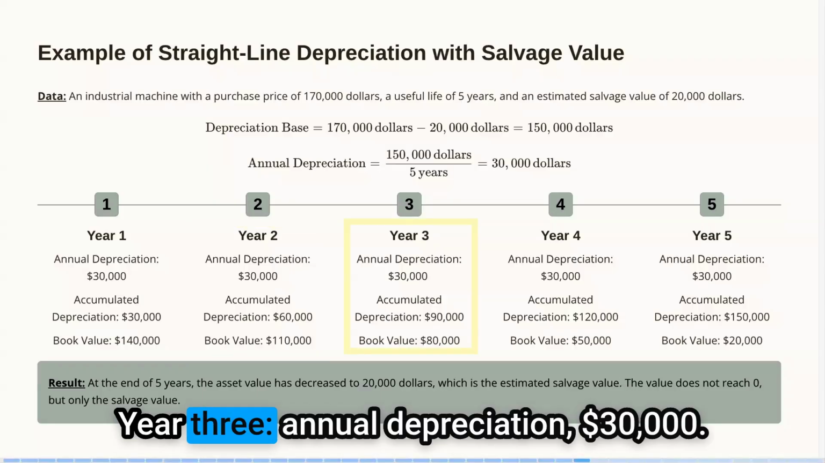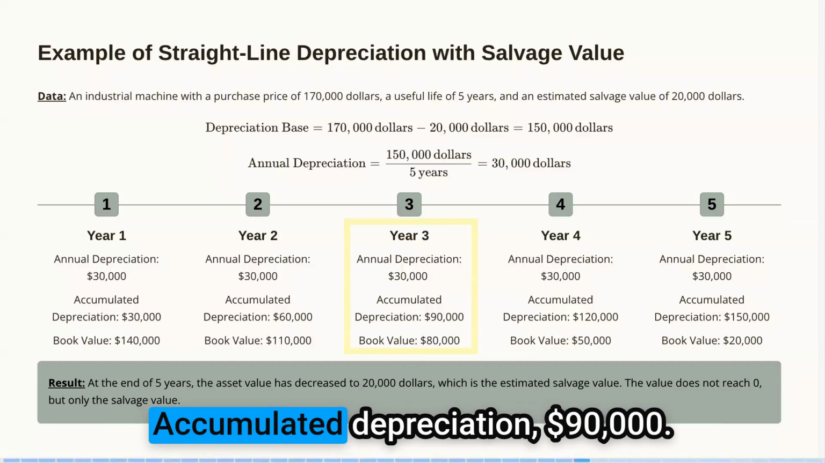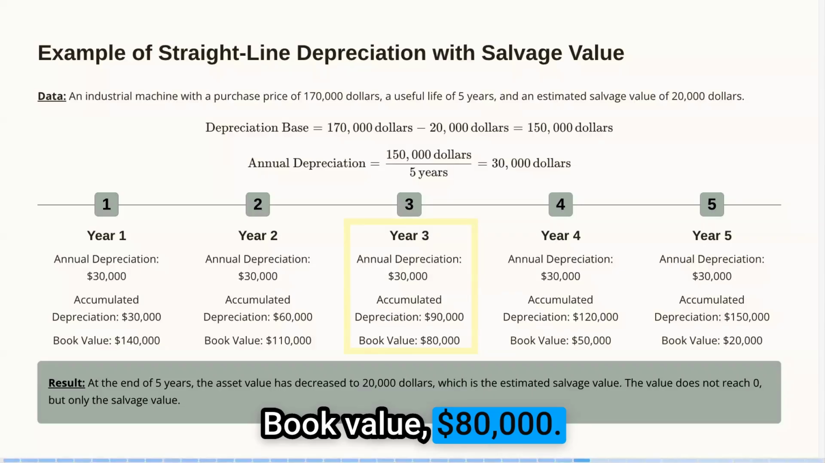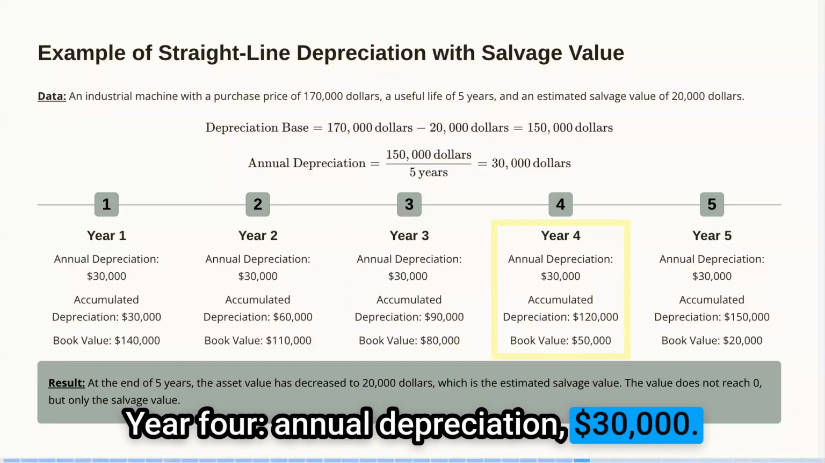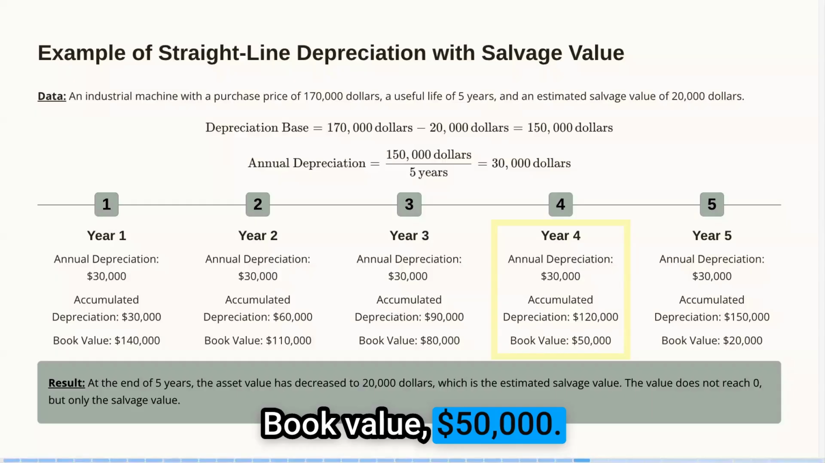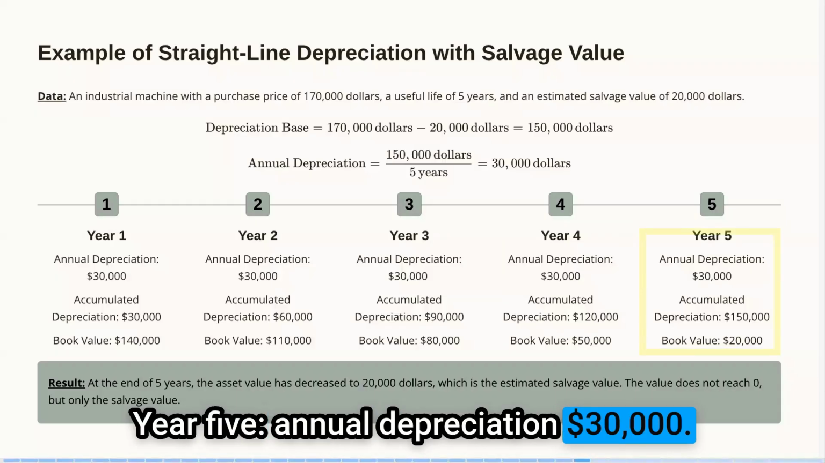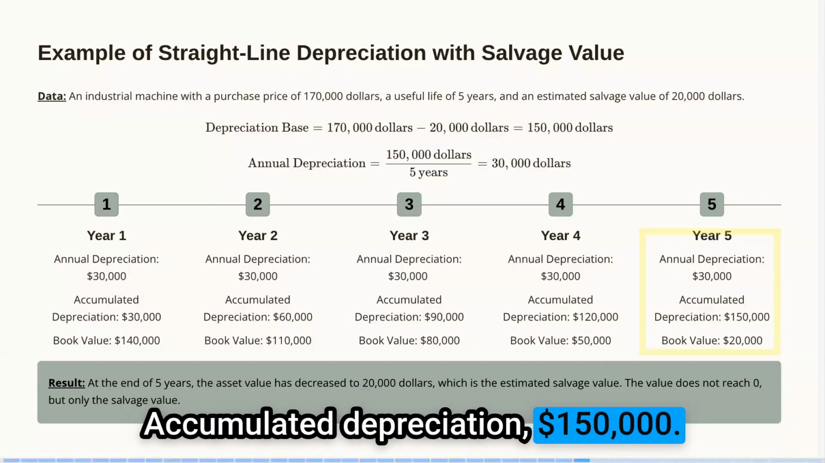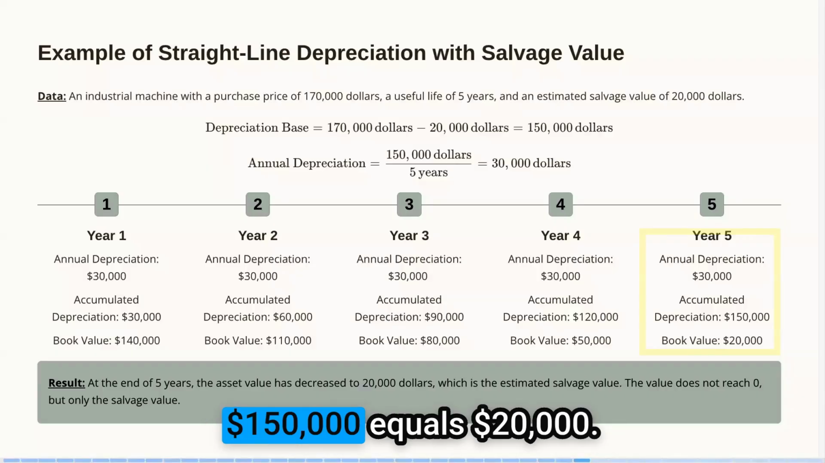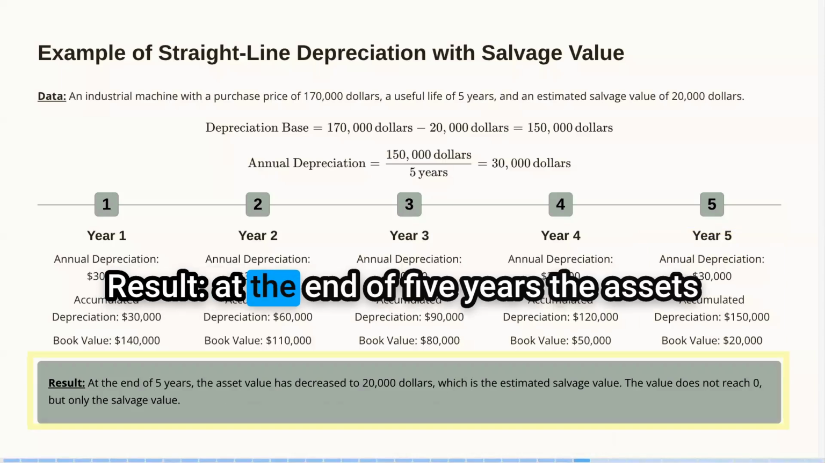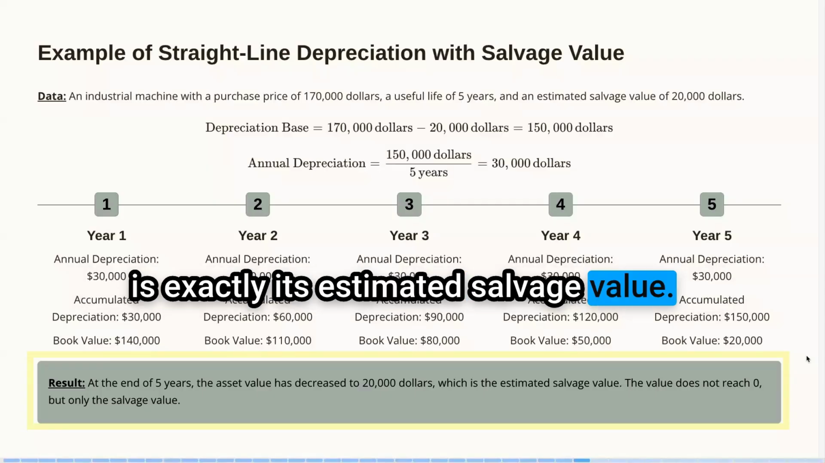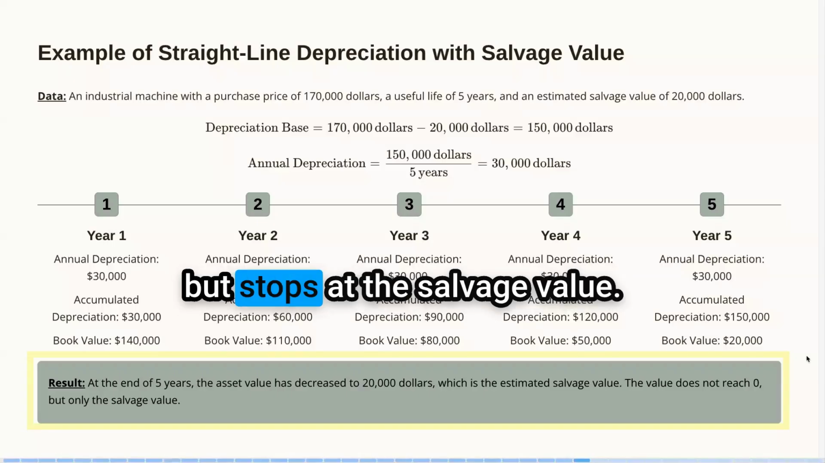$110,000. Year 3, annual depreciation, $30,000. Accumulated depreciation, $90,000. Book value, $80,000. Year 4, annual depreciation, $30,000. Accumulated depreciation, $120,000. Book value, $50,000. Year 5, annual depreciation, $30,000. Accumulated depreciation, $150,000. Book value, $170,000 minus $150,000 equals $20,000. Result: at the end of 5 years, the asset's book value has decreased to $20,000, which is exactly its estimated salvage value. The value does not reach $0 but stops at the salvage value.